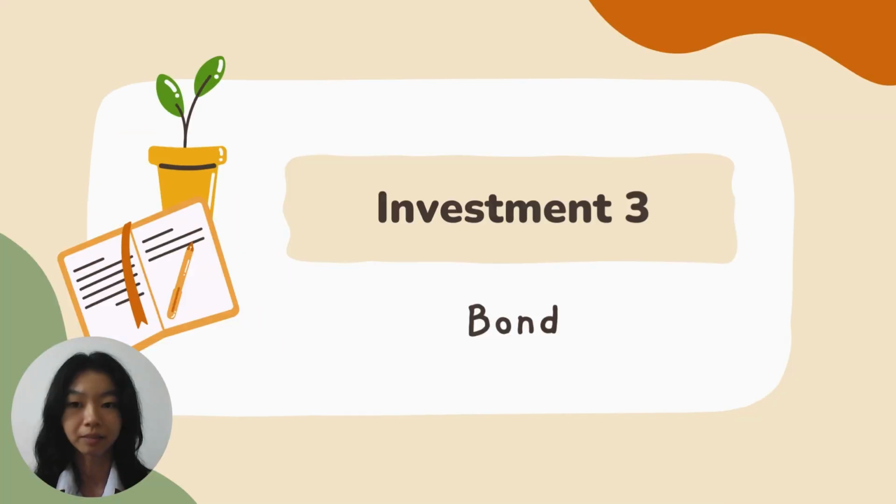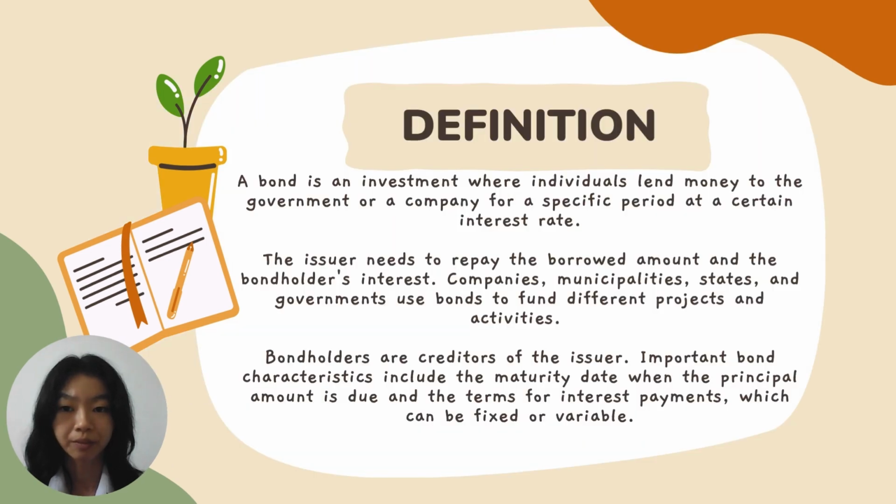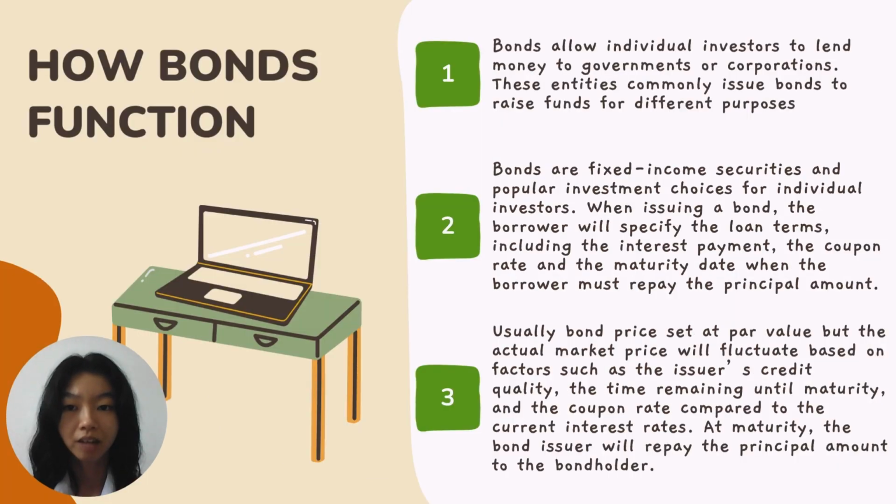Now I will discuss bonds. Bonds are debt instruments where investors lend money to a government or corporation for a specific period at a fixed interest rate. The issuer will pay the principal amount along with the interest. How do bonds function? Bonds are issued with specific terms, including the interest payment, which is called the coupon rate, and the maturity date. The initial price is usually set at par value, but the market price fluctuates.